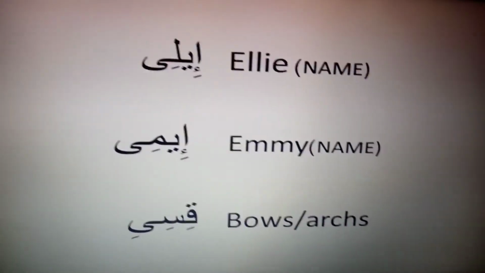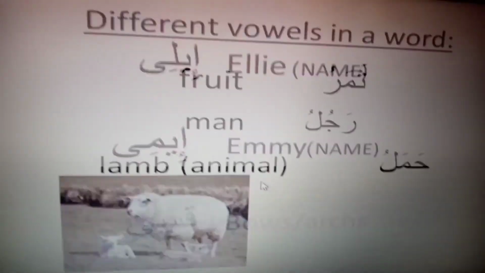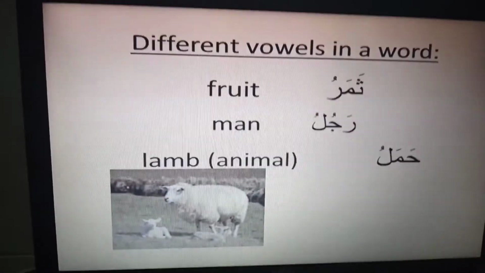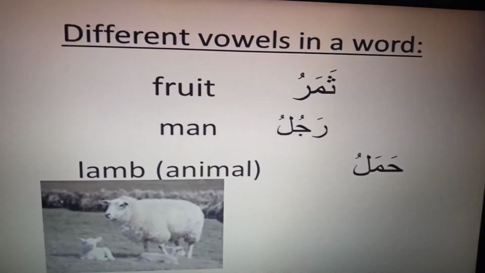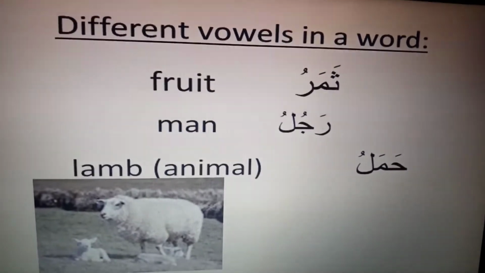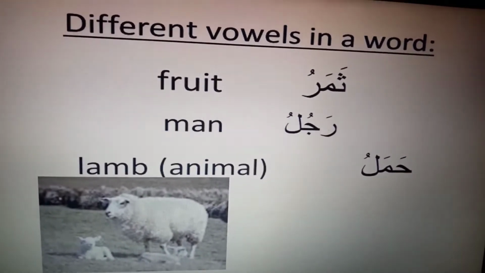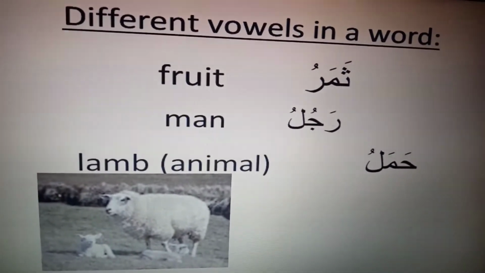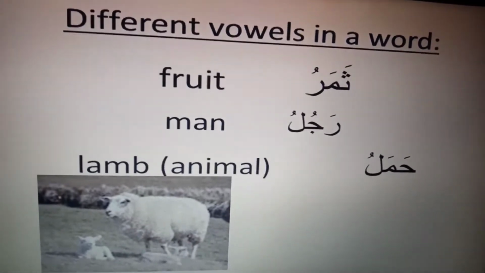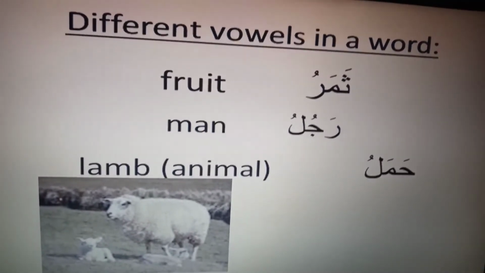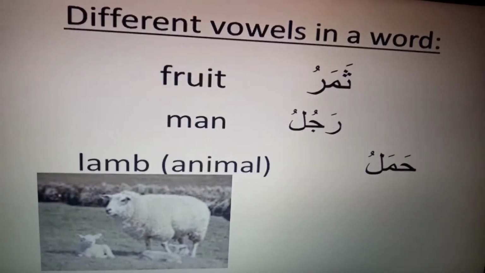Now we'll move to words which have different vowels on them. We have 3 words here: thamaru, ragulu, hamalu. Thamaru meaning fruit. And ragul means man, and hamalu meaning lamb.